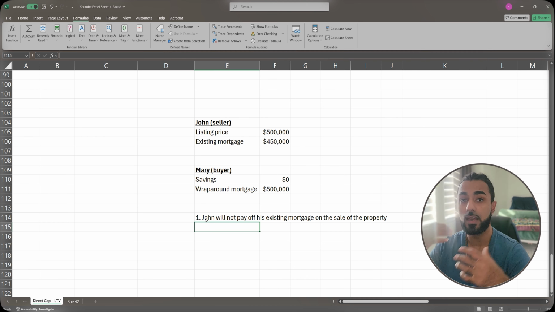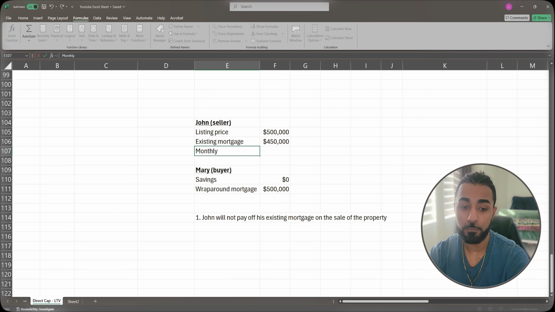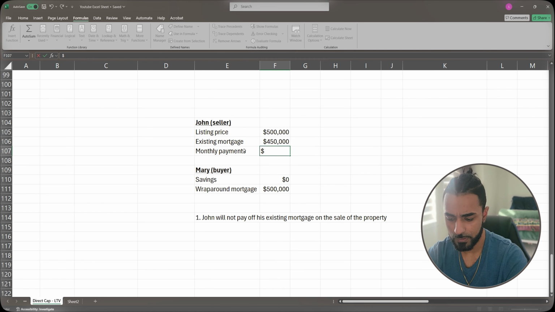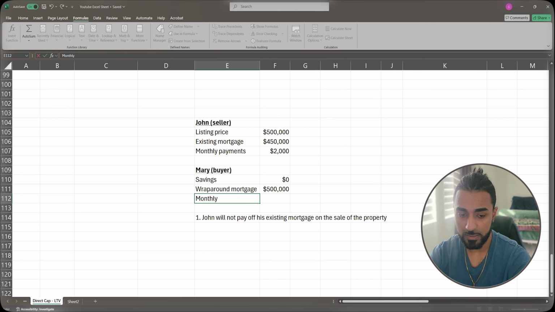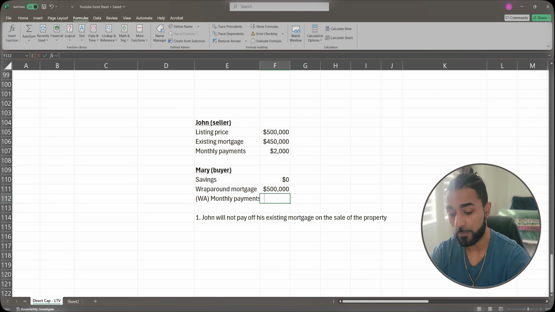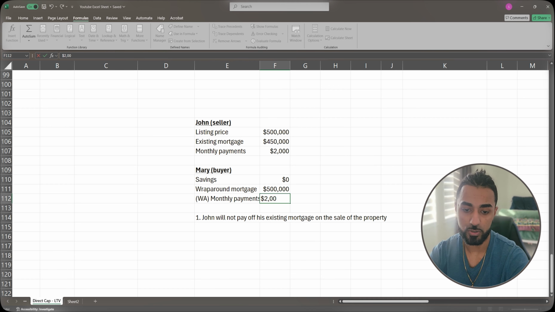What happens is, let's say I'm John, I'm going to give Mary this wraparound mortgage, and she's going to make monthly payments to me as I make my monthly payments to my lender, right? So here's what happens. Let's say, for example, my monthly payments as John are $2,000 every month, right? Mary's monthly payments under this wraparound mortgage, so keep this in mind, I'll just put WA, wraparound mortgage, are let's say something like $2,500. That is based on what they agreed on, right?